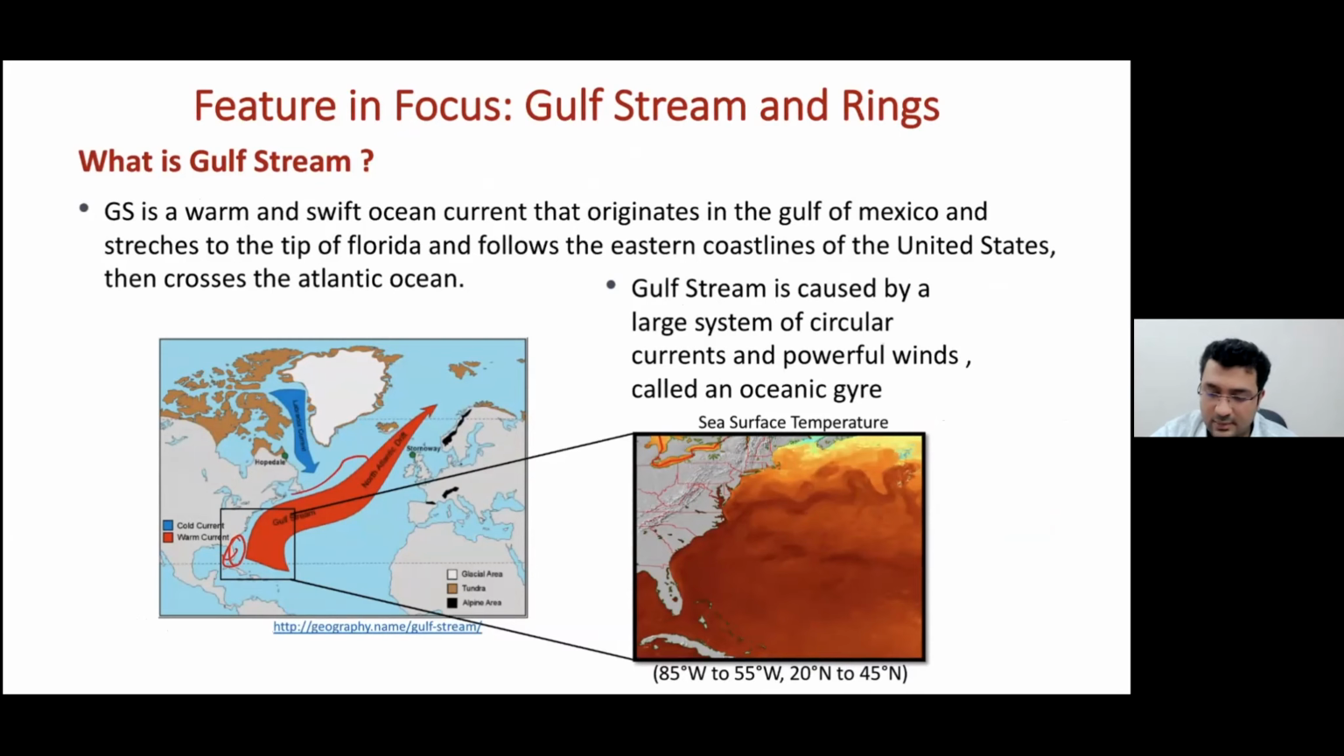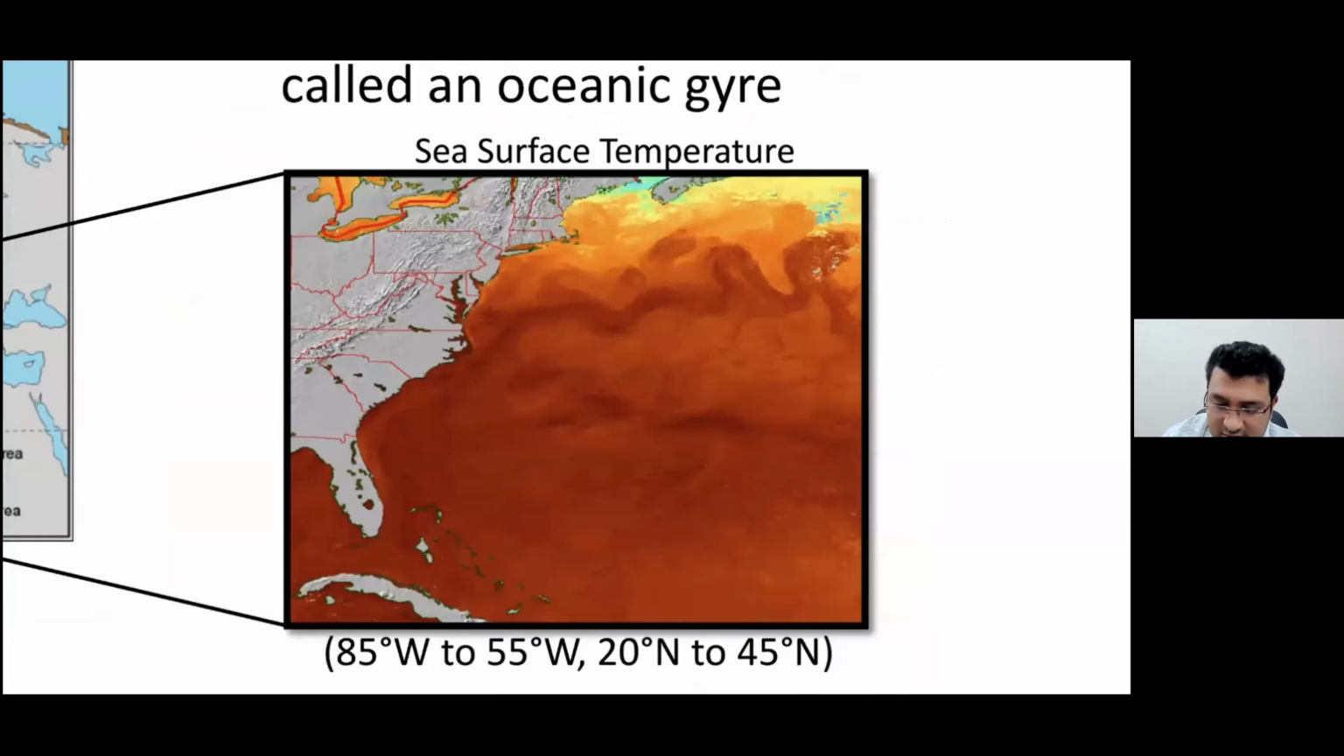The Gulf Stream is caused by a large system of circular currents and powerful winds called an ocean gyre, right? So that's what causes this. You can see in the sea surface temperature image there is some signature. This one over here is a signature of the Gulf Stream.